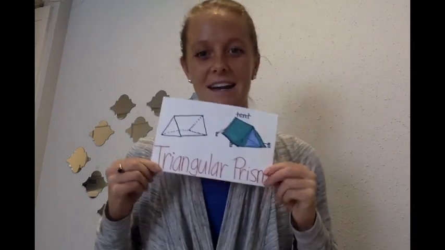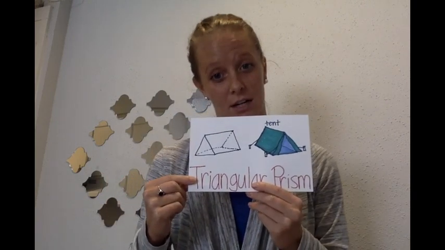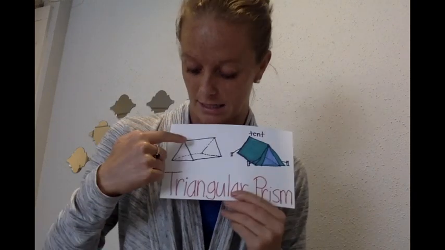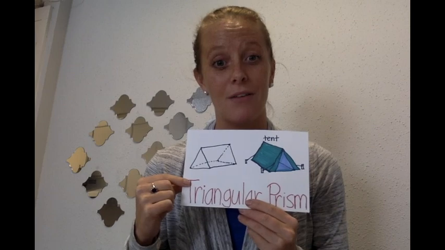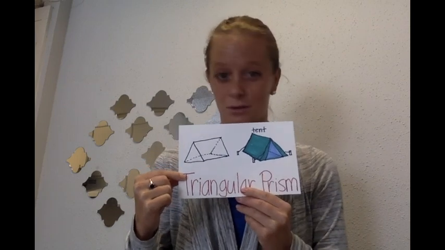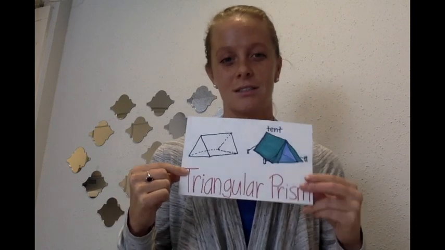All right, next we have a triangular prism. Some of the faces are triangles on a triangular prism, like this one and this one back here, but the other faces are in the shape of a rectangle. So not all of the faces are in the shape of a triangle. It's a combination. And finally, we're going to learn about the sphere.